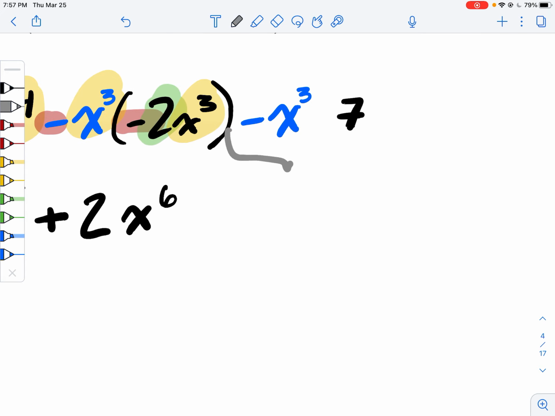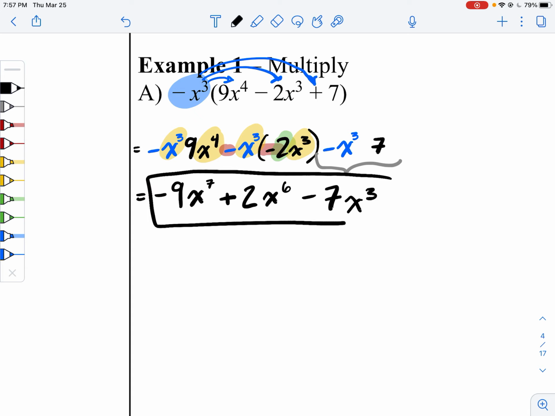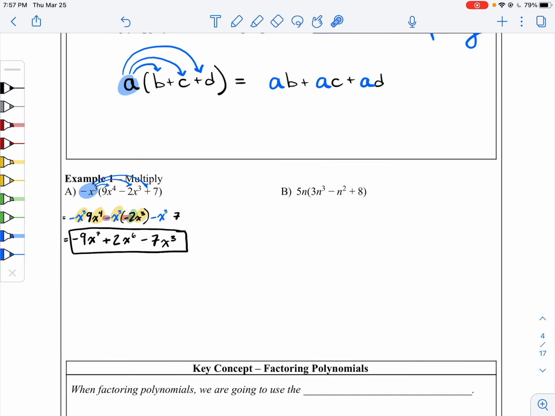And then our final term here, we've got negative x cubed times 7, which is the same thing as negative 7 times x cubed. And that's it. We're done. We've found our product. So when we multiply negative x cubed times 9x to the fourth minus 2x cubed plus 7, we get negative 9x to the 7th plus 2x to the 6th minus 7x cubed.